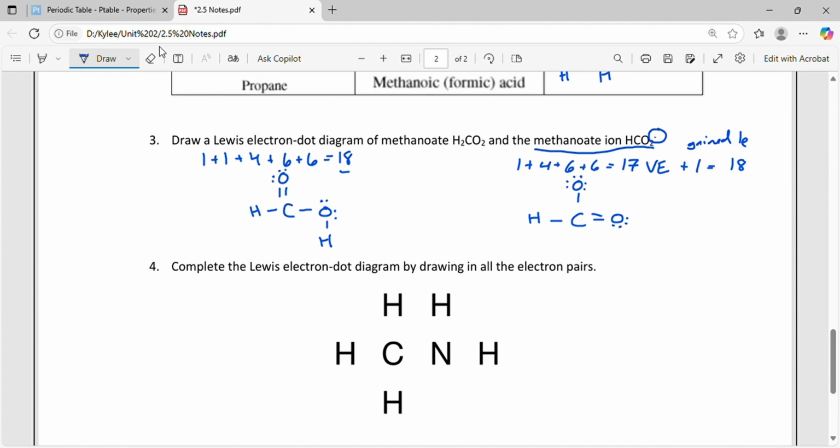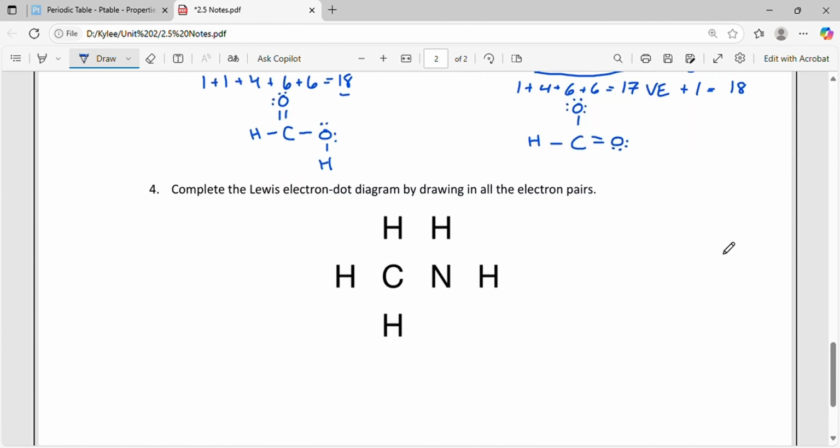Final example is like number 1 in that they give us what's called a skeleton, and we're just connecting how all of this looks. So I see 5 hydrogens, each give 1 valence electron. Carbon gives me 4, and nitrogen gives me 5. So altogether, I have 14 valence electrons to work with. Connect everyone using single bonds. Remember, a single bond is 2 shared electrons.